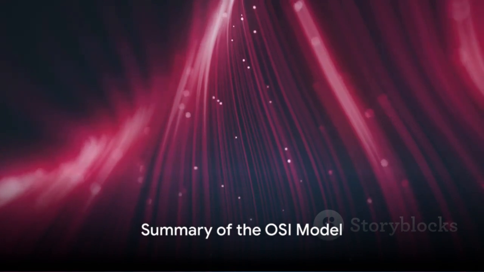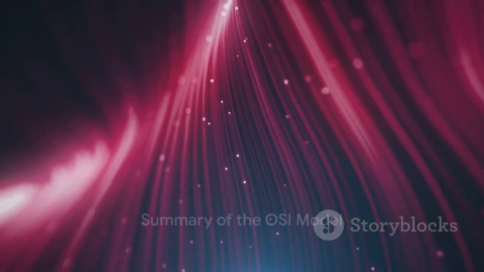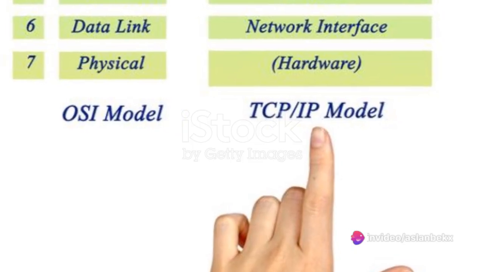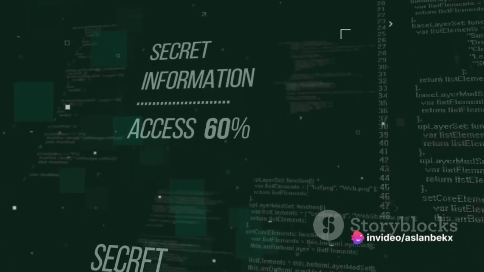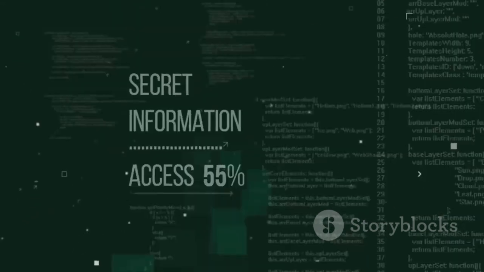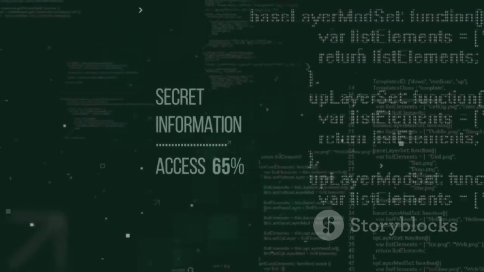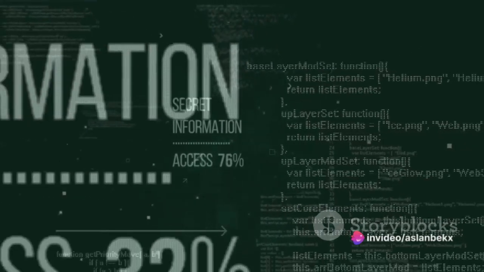To summarize, the OSI model is a conceptual framework that explains how different network protocols interact and work together to provide network services. From the physical layer that deals with the actual transmission of data, through the data link and network layers that handle error-free transmission and routing, to the transport layer that ensures reliable and orderly transmission. Then the session layer that manages sessions, the presentation layer that prepares data for the application, and finally the application layer that interfaces with software applications.